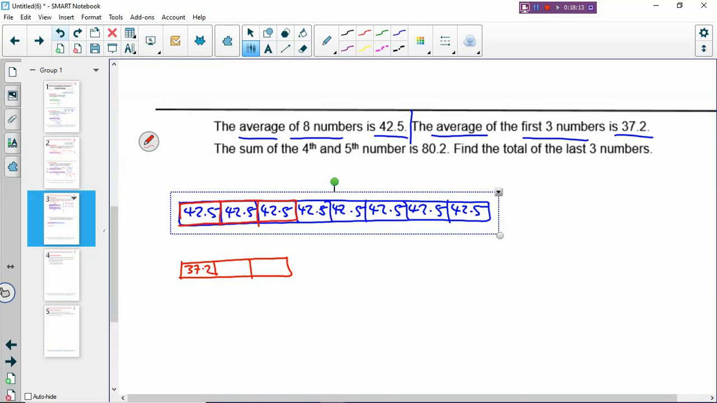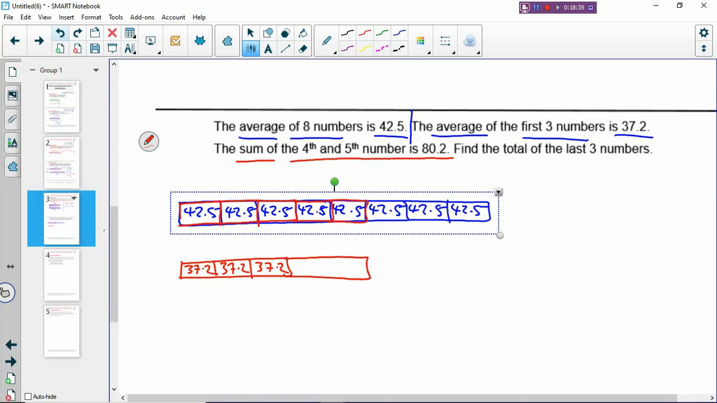It's common sense, right? So if it's smaller, you have to draw a smaller box. So 37.2 for the first 3 numbers, which is the same as above. Okay, and then the sum of the 4th and the 5th number is 80.2. So we draw where's the 4th and the 5th? This is the 4th and the 5th, right? So we're going to draw 2 more numbers.